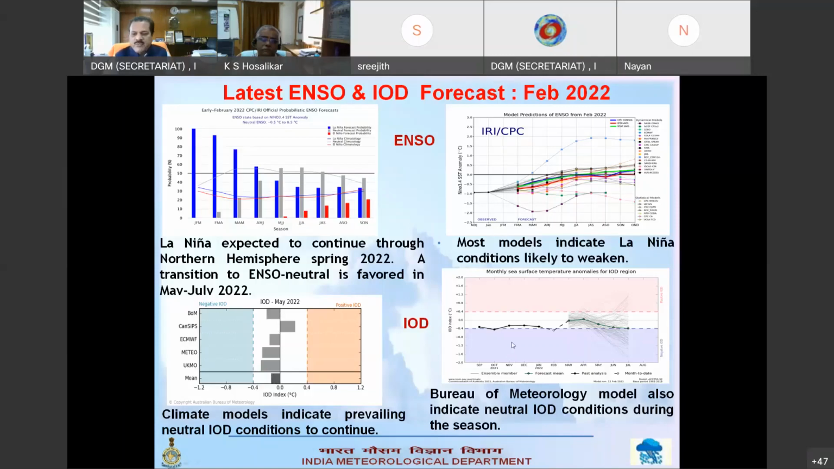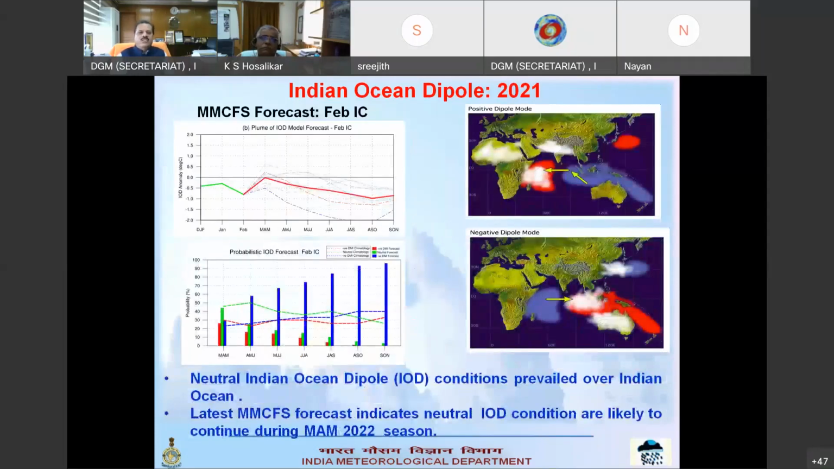Similarly, the ensemble forecast of the Indian Ocean Dipole is also indicating that neutral IOD conditions are most probable during the season of March to May. Now, this is the Monsoon Mission forecast system of the Ministry of Earth Sciences. This also indicates that neutral Indian Ocean Dipole conditions are prevailing at present, and these neutral IOD conditions are likely to continue during March to May.